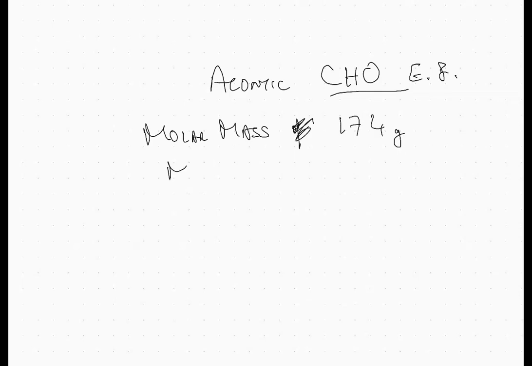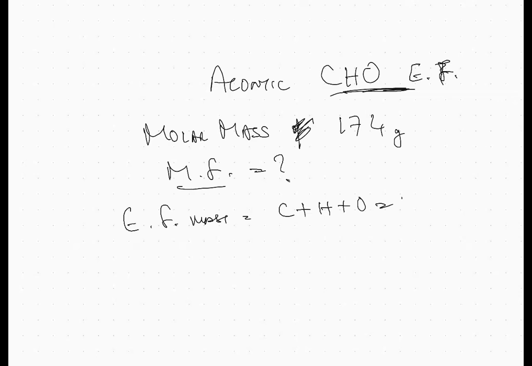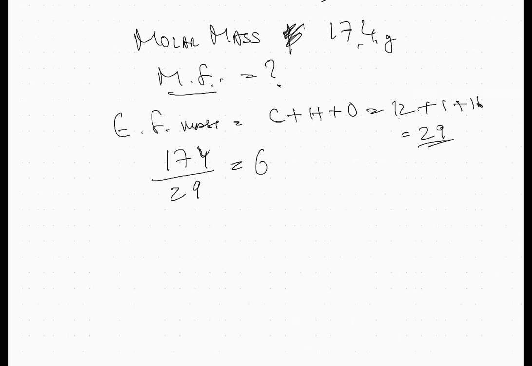So find the empirical formula mass. Empirical formula mass is C plus H plus O, right? So that is 12 plus 1 plus 16, which is 29. Now molecular mass is given, so 174 divided by 29. You know how many CHO empirical formulas are there? When I divide 174 by 29, I get 6. That means each atom I have to multiply by 6. So I get C6H6O6. That will be the answer.